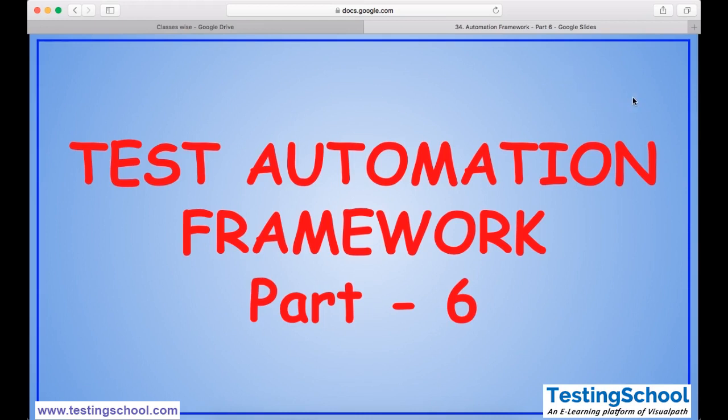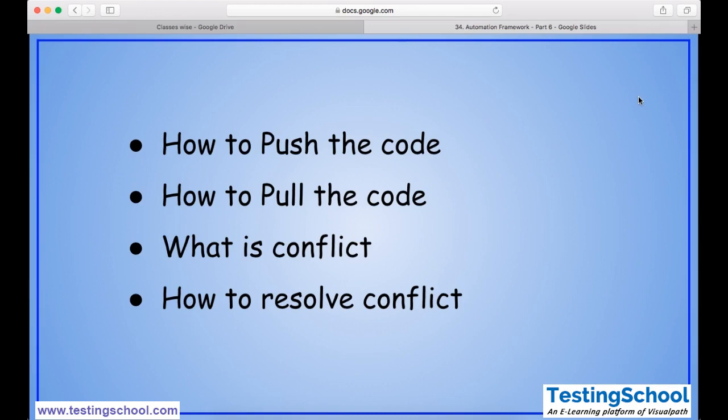As part of this video we are going to see how to push the code, how to pull the code, what is conflict, and how to resolve conflict. In our previous video we saw what is source code management, what is GitHub, how to create a project, meaning a repository, in GitHub, and how to clone the same thing into your Eclipse. We have theoretically seen what is push, what is pull, and what is conflict. So we'll see everything in action.